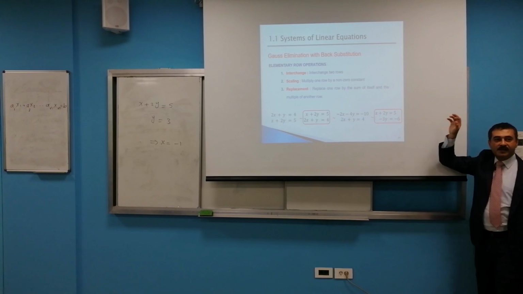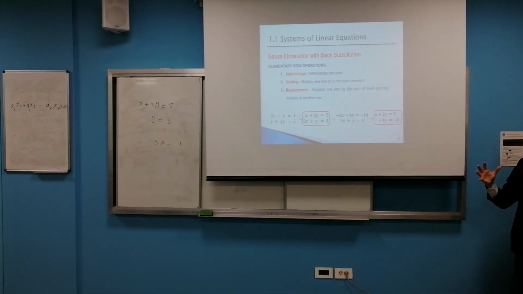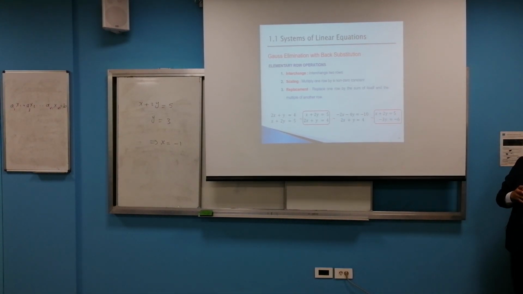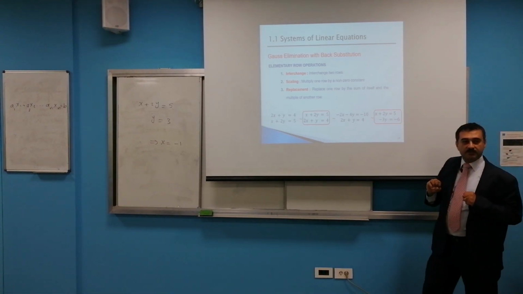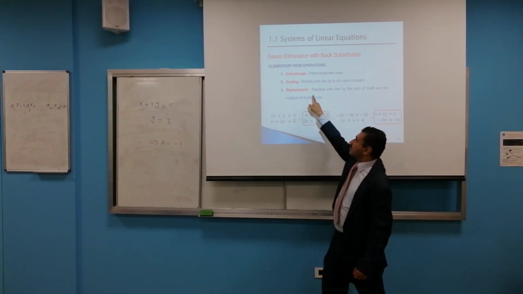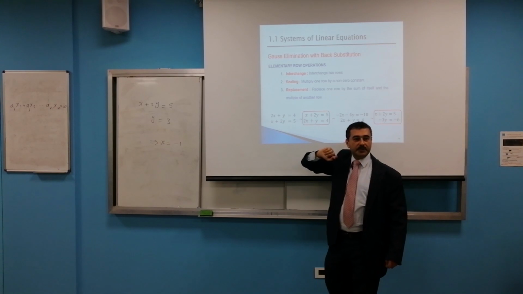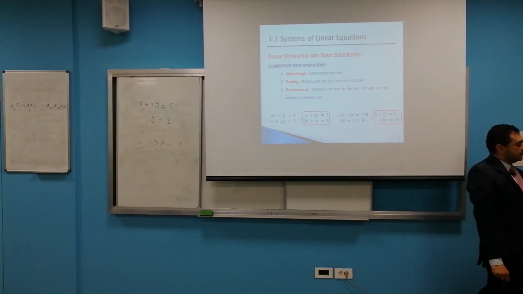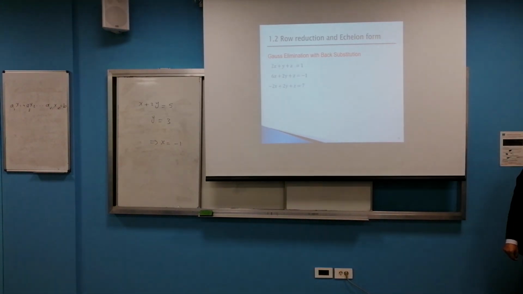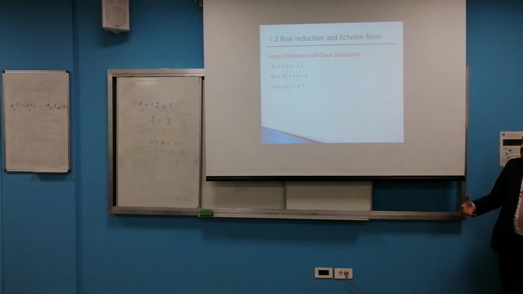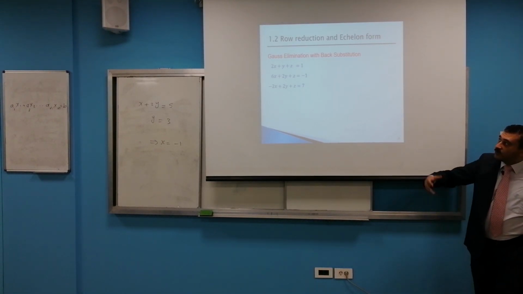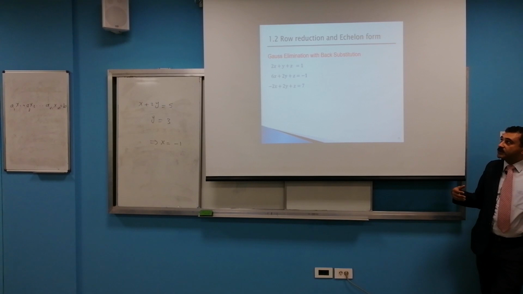Okay? We're going to do this on larger systems now. Basically, elimination, we are going to do the elimination using this operation, the replacement operation. So let's start with this system, and we're going to follow the row operations of Gauss elimination and then do back substitution to get the solution.